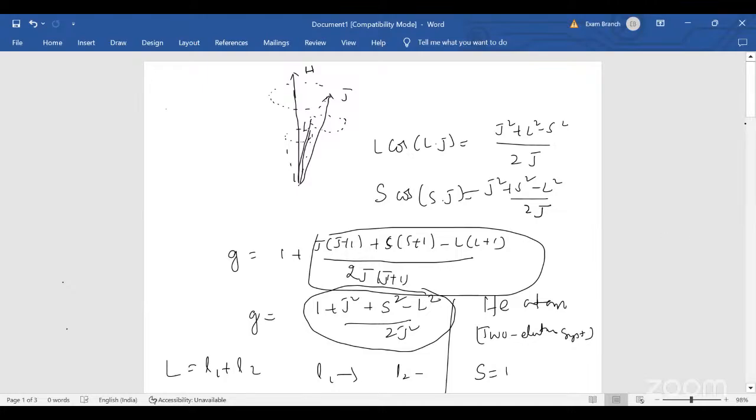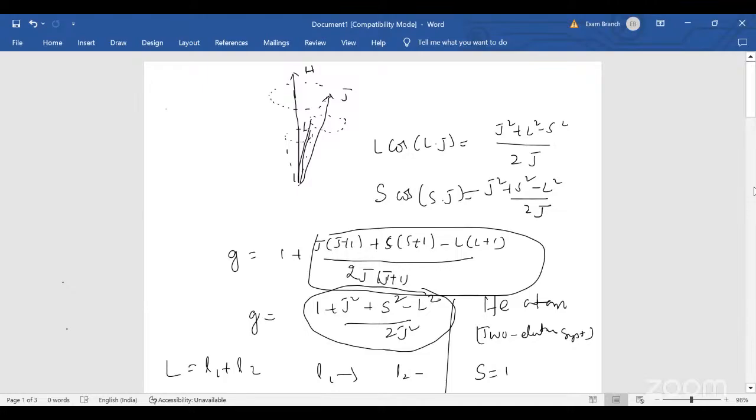Whereas in the case of JJ coupling, it is more complicated than LS coupling. The formula for g in JJ coupling is more complex than in LS coupling. In LS coupling, you simply have the J value, S value and L value, and you can substitute. Here it is more complicated. And the value of g determines the Zeeman splittings.